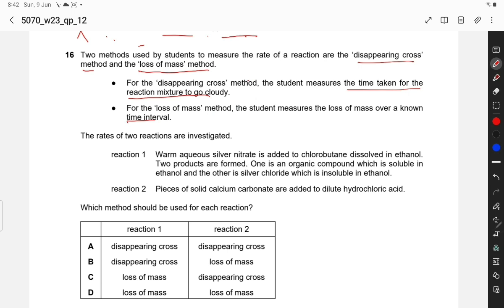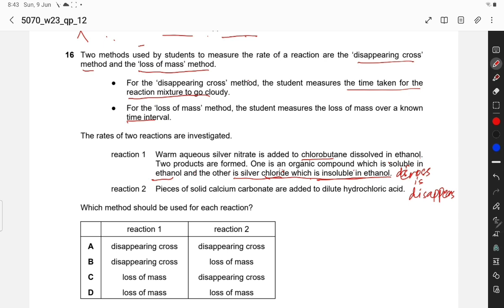The rates of two reactions are investigated. Warm aqueous silver nitrate is added to chlorobutane dissolved in ethanol. Two products are formed. One is an organic compound which is soluble in ethanol, and the other is silver chloride, which is insoluble in ethanol, a solid. So in this reaction, the disappearing cross method is used, because a solid is formed, so the cross disappears with the passage of time as the reaction proceeds.